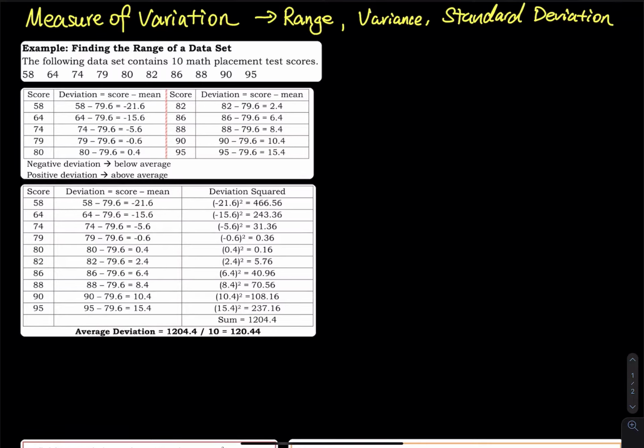Let me give you the formula. The range is equal to the maximum entry minus the minimum entry. So the data must be quantitative.